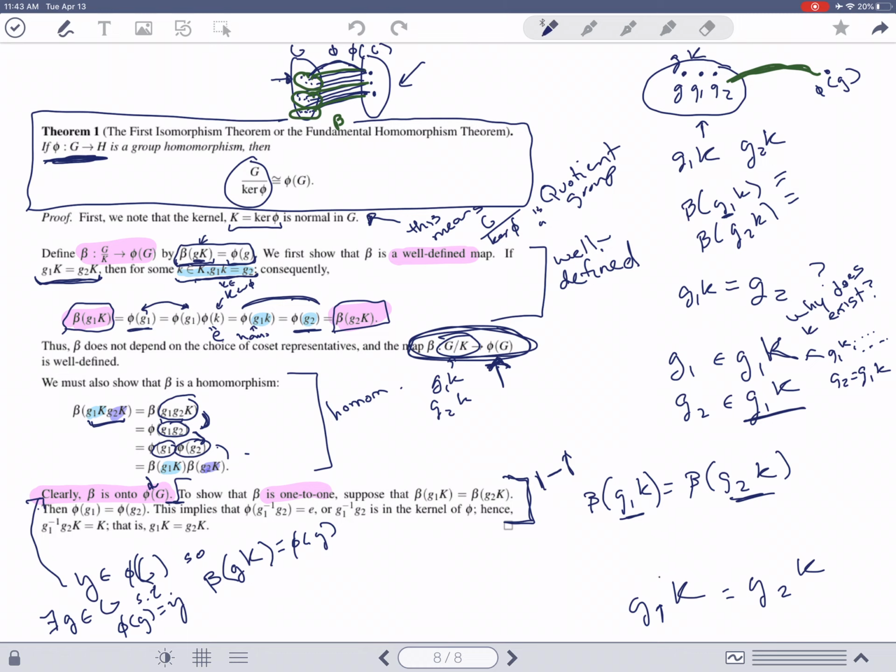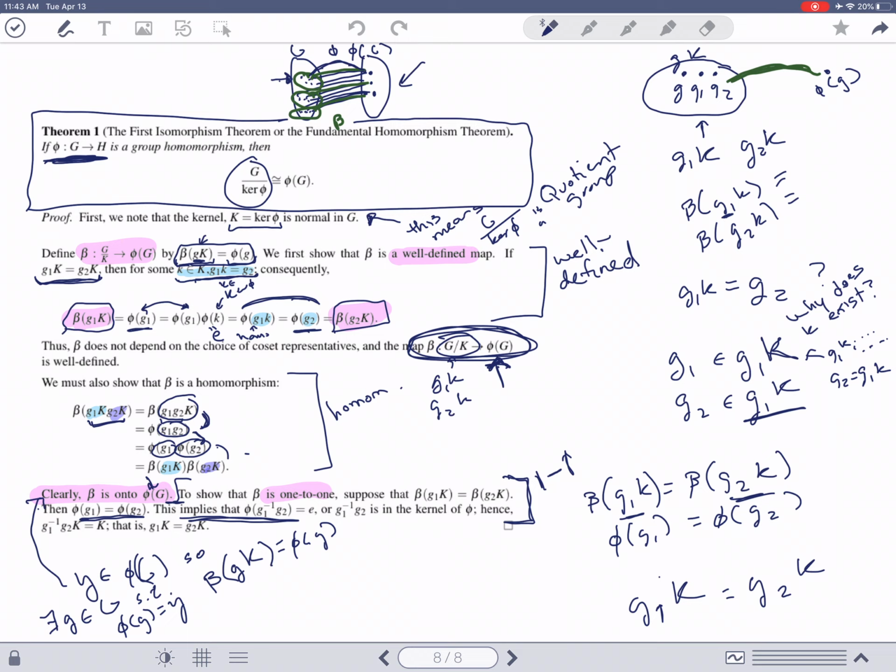Let's get our guts in here. Well, the first thing they do is unpack, well, what does beta do? Beta is the map that takes us to the image of these representative elements. So far, so good. Oh man, they made some real quick jumps here. How did they get there?